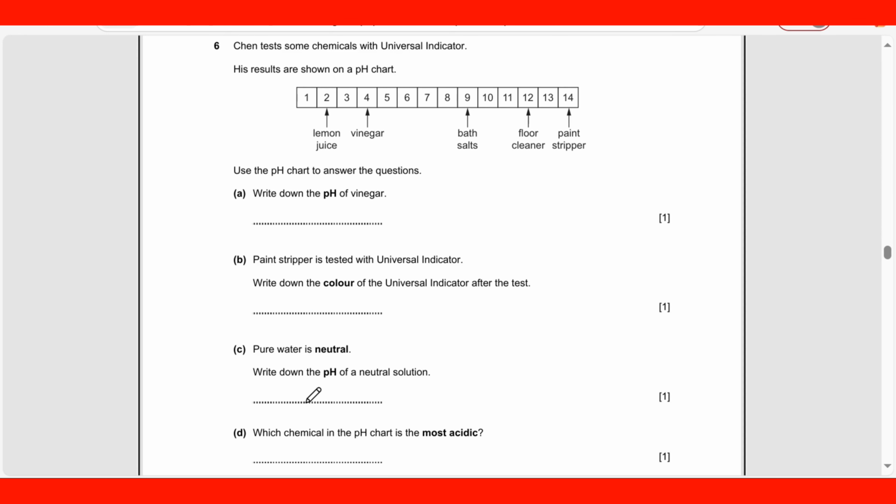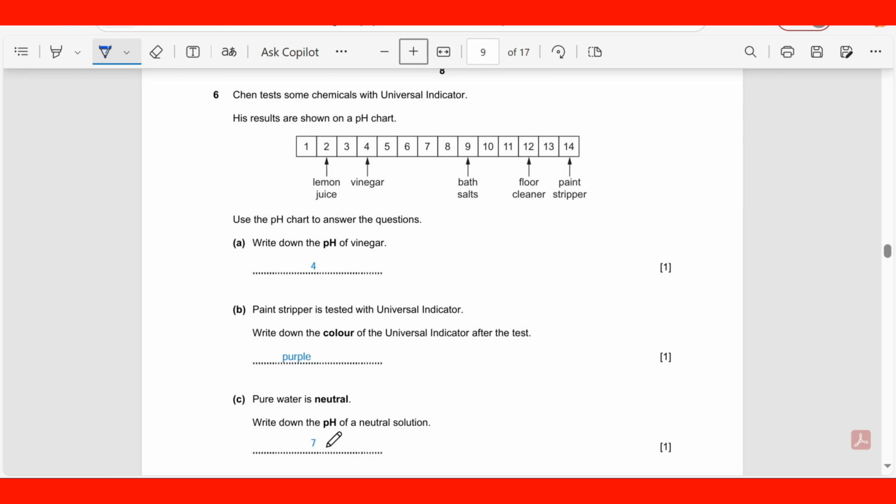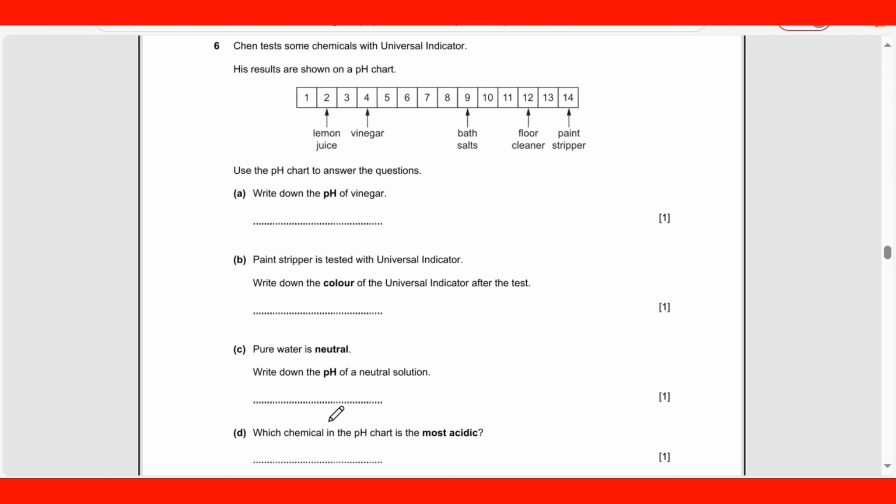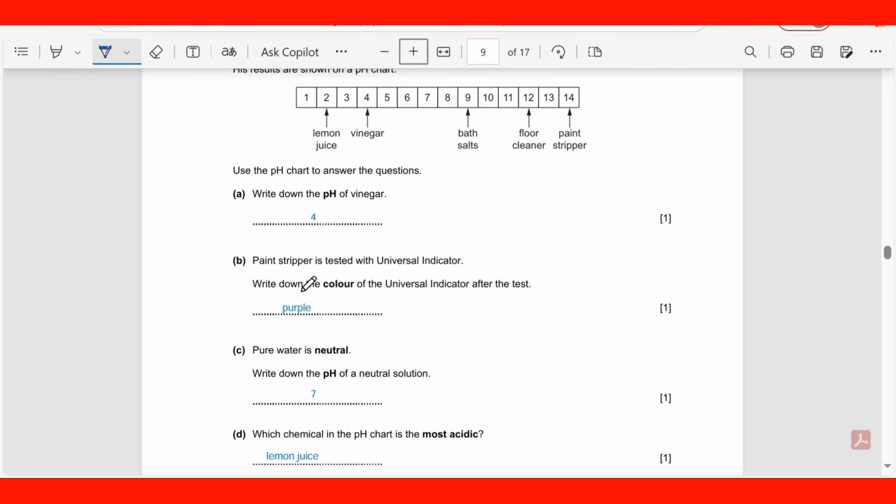Let's check out the answer. Well, it's 7. 7 is neutral. Let's move on. So now D, which chemical in pH chart is most acidic? Alright. Let's check out the answer. Well, it's lemon juice. It has the lowest pH.